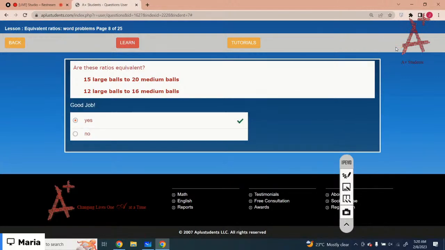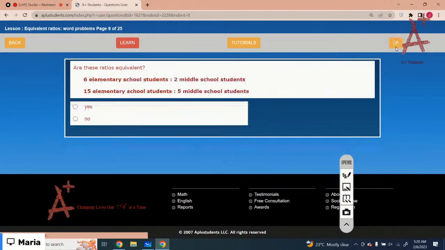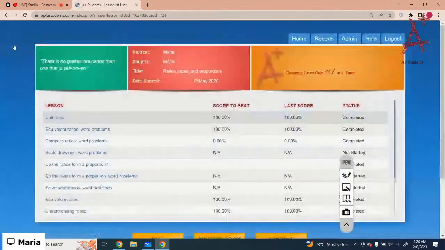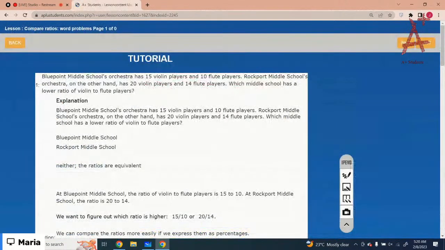Okay, you can complete the test by yourself later today. Let me just move on to the next lesson. And the next lesson is, I think, compare ratios. Okay, the next one is compare ratios word problems. Okay, let me start with the first one.